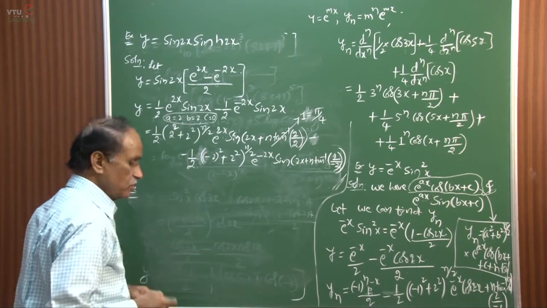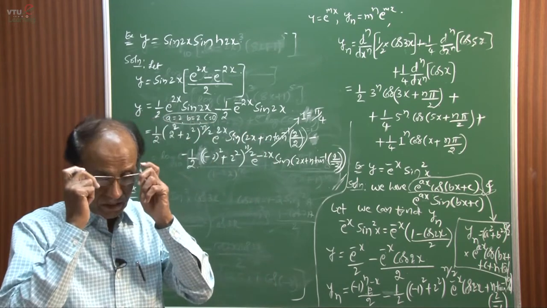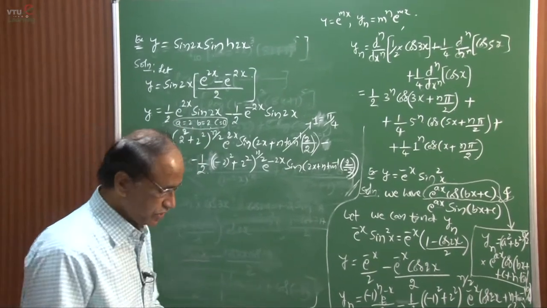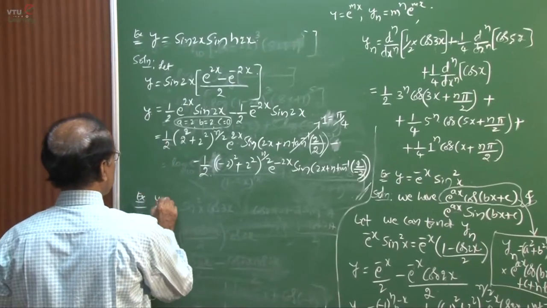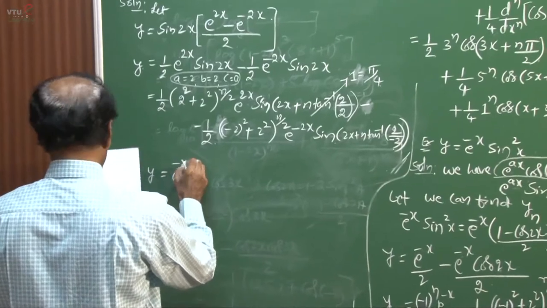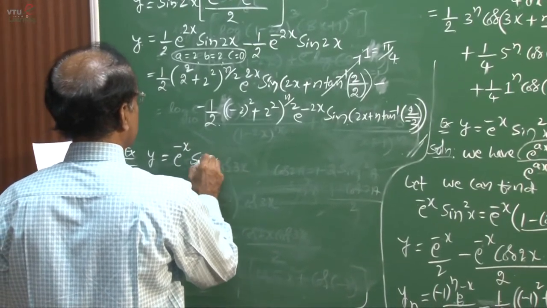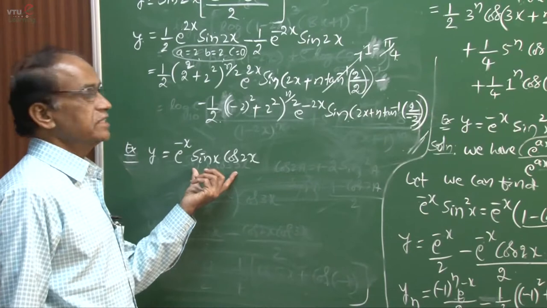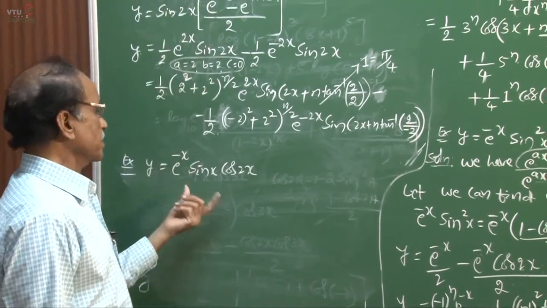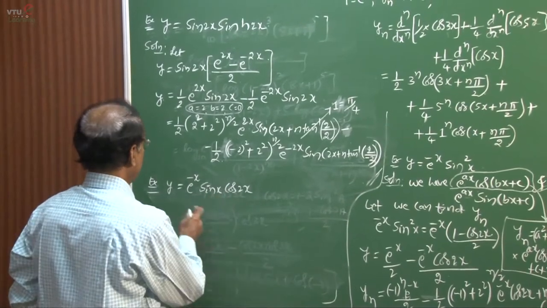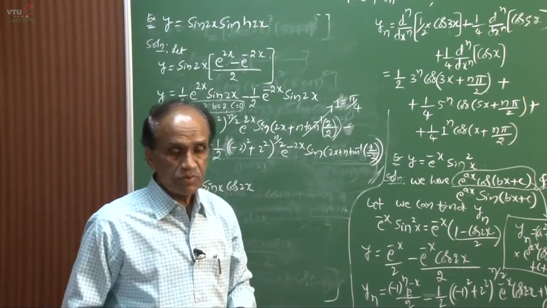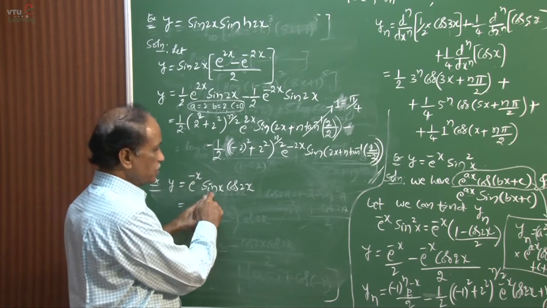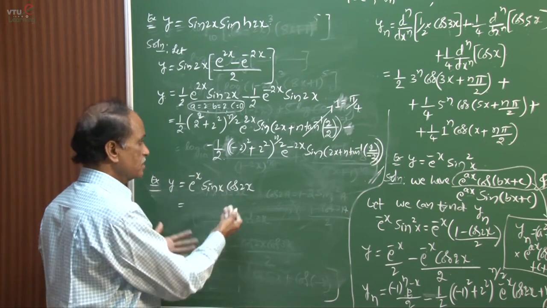Similarly, one more example I will do on the product type, because you have to gain more perfection over the product type formulas. The last case which I am going to take is y is equal to e to the power minus x into sin x into cos 2x. This is a special case, because it is a product of 3 terms, whereas in the previous one 2 terms were there. Therefore, you have to reduce it to a product of 2 terms, because the exponential term occurs, then you have to multiply it with this function as well as with this function. Let us see how this product behaves.